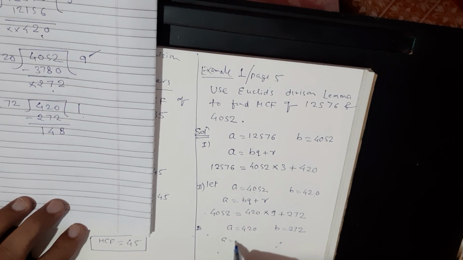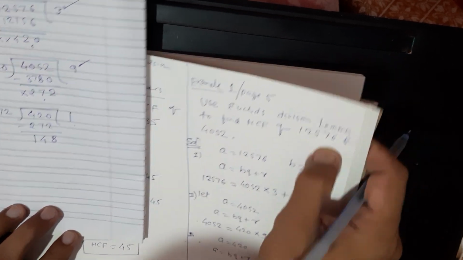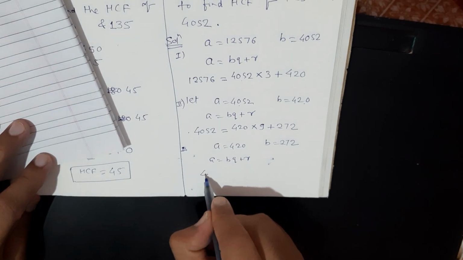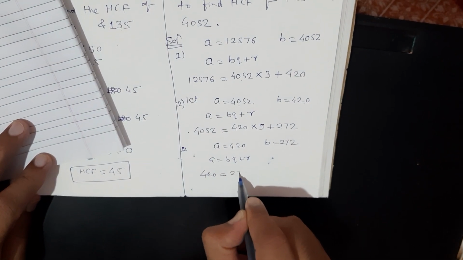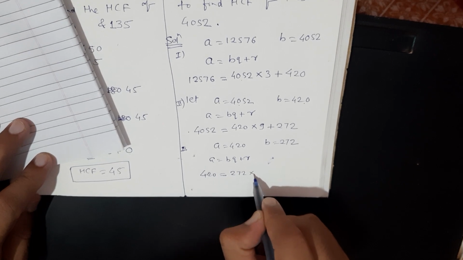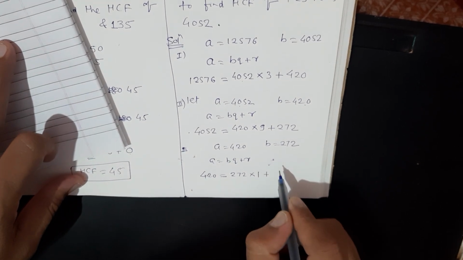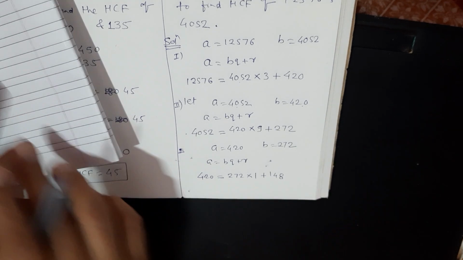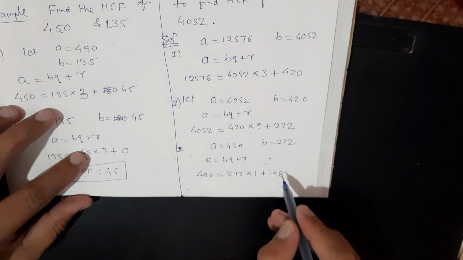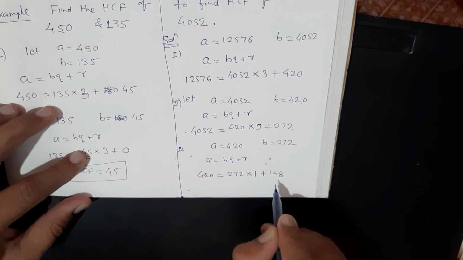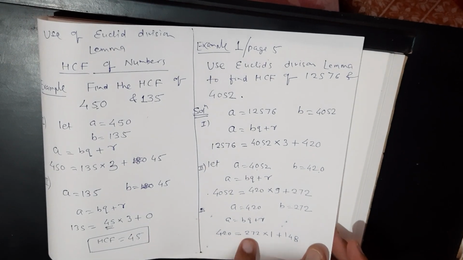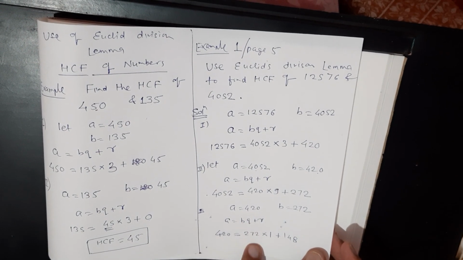So by arranging in A equal to BQ plus R, A equal to 420, B is equal to 272, Q is equal to 1 and remainder is 148. This is third step over. Still remainder is not 0, 148. So I'll do again the same, that this time 272, it was your B, now it is your A.